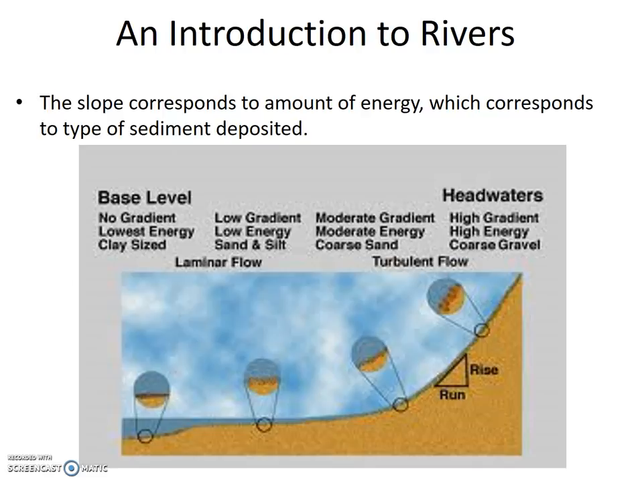Go a little further downstream. Moderate gradient, corresponding to moderate energy. So it can't carry as big of pieces of sediment as it did closer to the headwaters. Coarse sand is deposited here. The stream just doesn't have the energy to carry it further downstream. Fine sand, silt, clay, and dirt are washed further downstream.